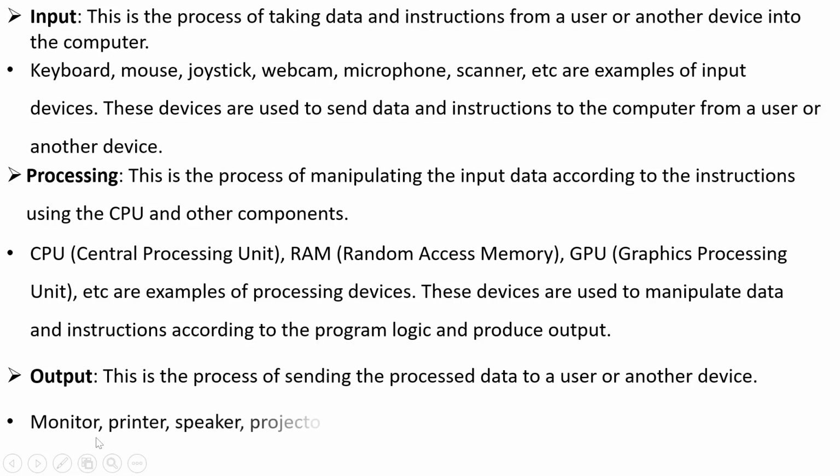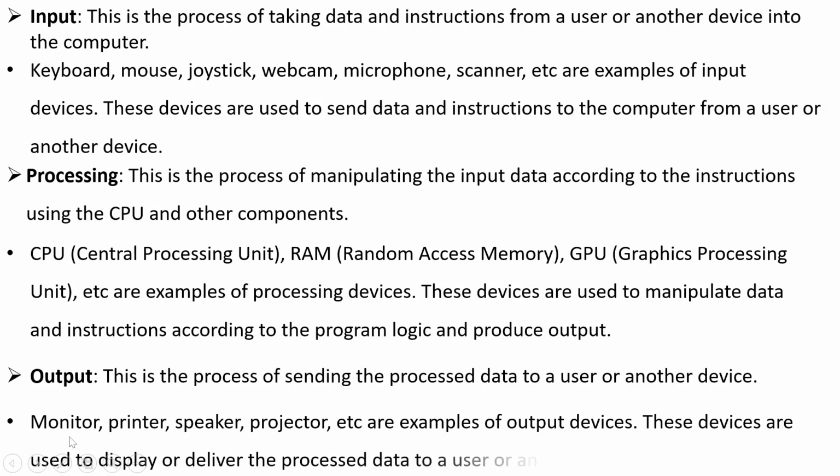So we are saying that monitor, printer, speaker, projector, etc. are examples of output devices. So the monitor, like the screen, the printer, the speaker, the projector, etc. are examples of output devices. These are the ones that help us to see what the computer has processed. So these devices are used to display or deliver the processed data to a user or another device.